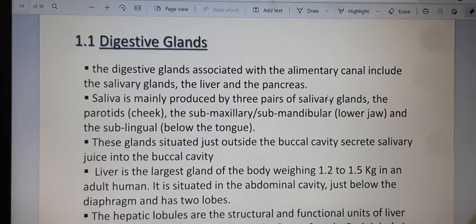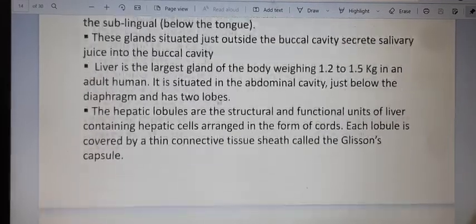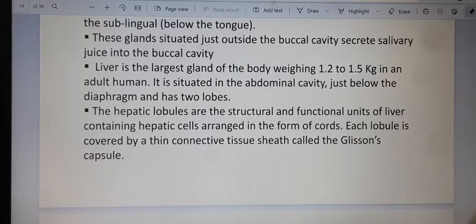Now the next topic is digestive glands. The digestive glands associated with the alimentary canal include the salivary glands, liver, and pancreas. Saliva is mainly produced by three pairs of salivary glands: the parotid, which are located in the cheek; the submaxillary or submandibular, which are located below the lower jaw; and the sublingual, which are located below the tongue. These glands, situated just outside the buccal cavity, secrete salivary juice into the buccal cavity.